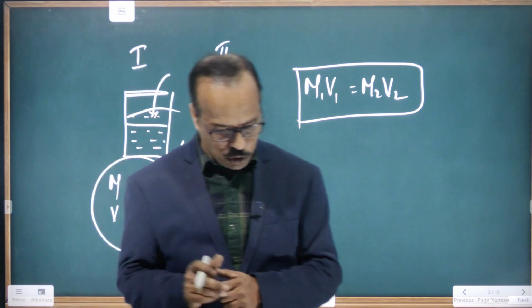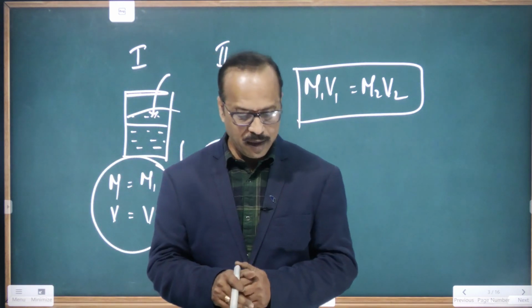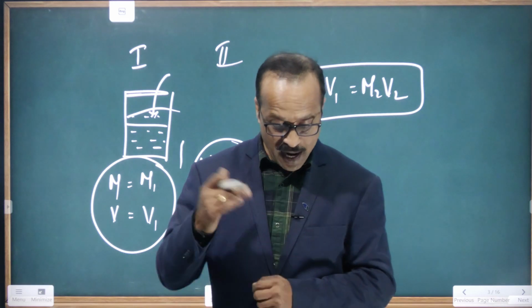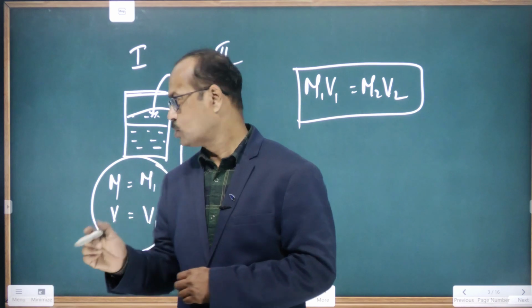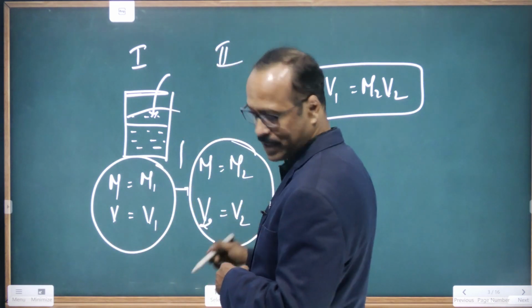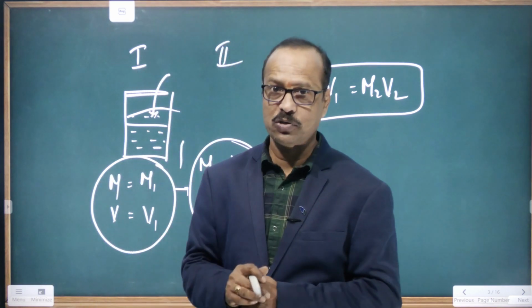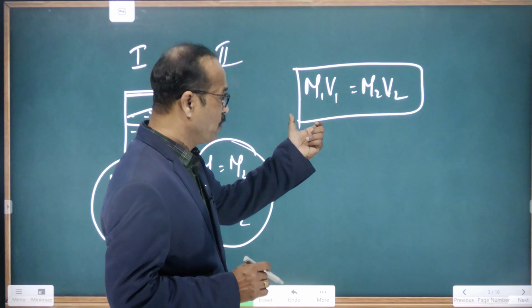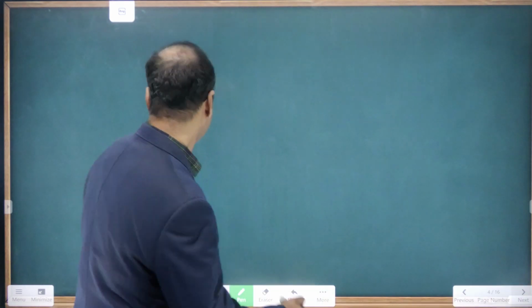So in such cases, we can use this formula. Clear to you? So here you can see page number 26. There you can see that if molarity and volume of the solution are changed from M1 V1 to M2 V2, then M1 V1 is equal to M2 V2. This is a very important formula, and it is very useful to solve problems. Now we have one more formula.